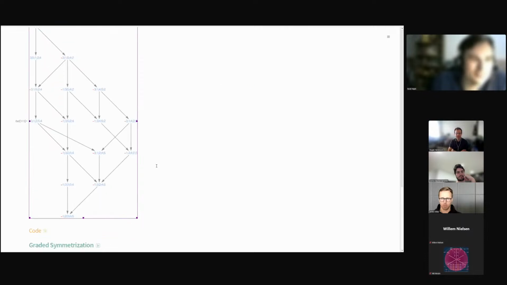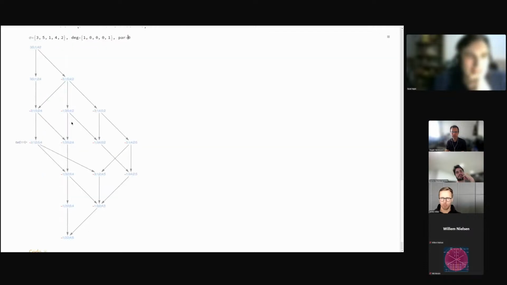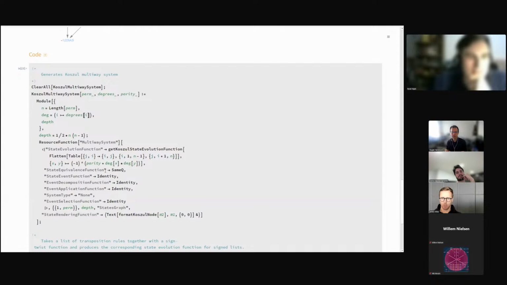So basically, you generate some random permutation. You generate some random assignment of degrees to your elements. You generate some random parity, which is in this case 0. And then you go on and apply in your multi-way system the rules, which are basically just the flipping rules.